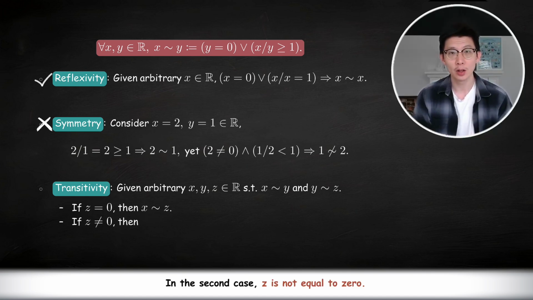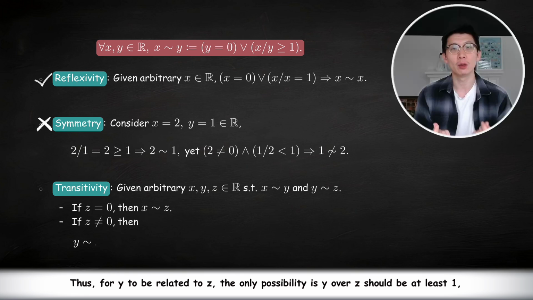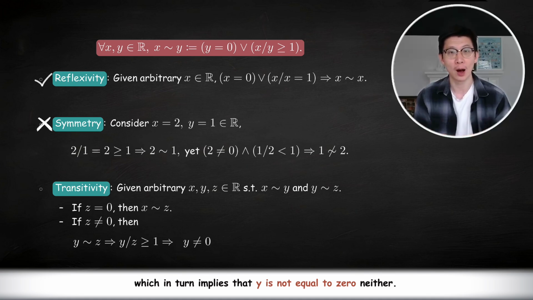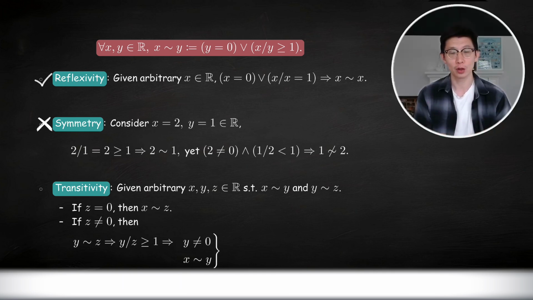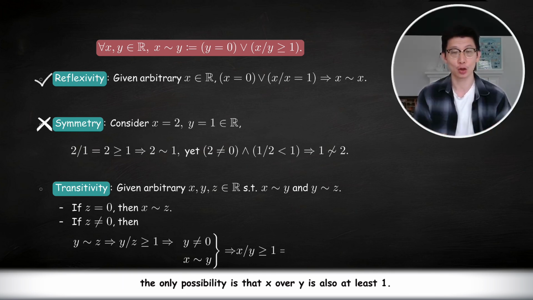In the second case, z is not equal to 0. Thus, for y to be related to z, the only possibility is y over z should be at least 1, which in turn implies that y is not equal to 0 either. But now that y is not equal to 0, for x to be related to y, the only possibility is that x over y is also at least 1.